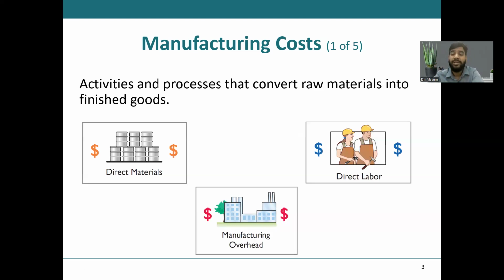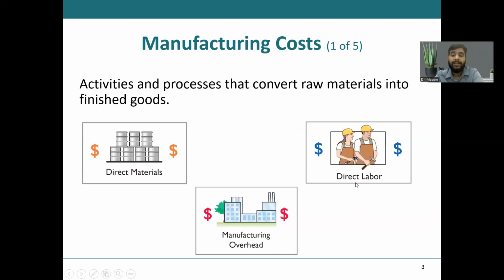But there are some indirect materials. For example, grease is an indirect material. Grease is used in garment factories to run the machines smoothly, but it is not a direct material. This is known as an indirect material, and indirect materials are part of the manufacturing overhead.